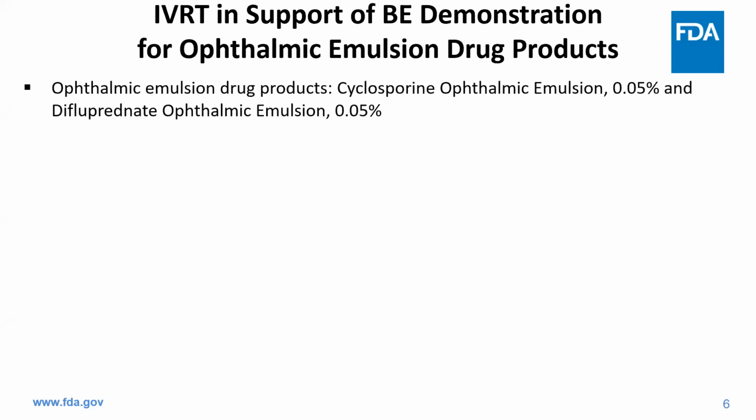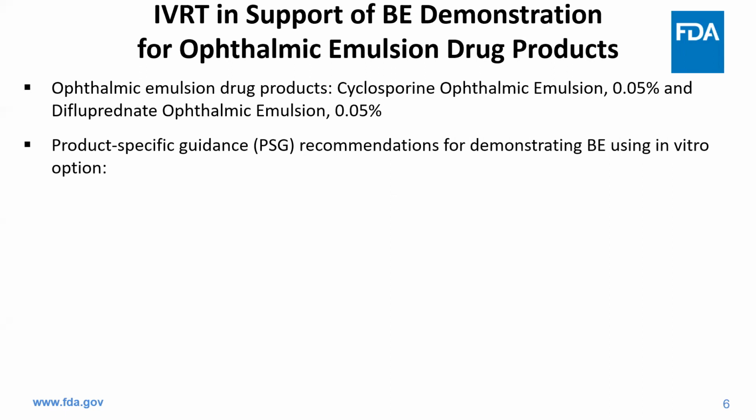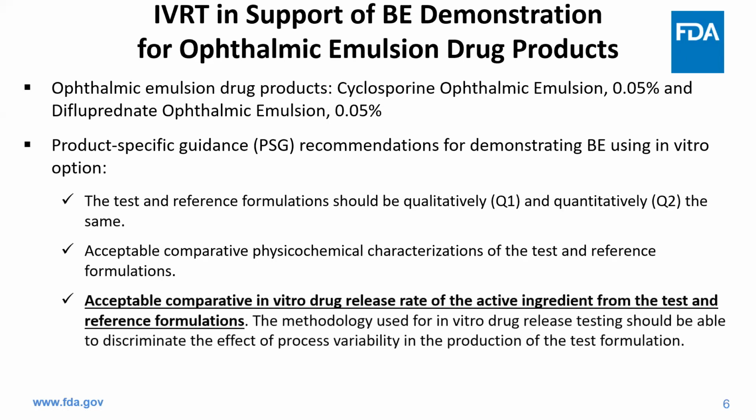Examples of the oil and water ophthalmic emulsion products are cyclosporine ophthalmic emulsion and difluprednate ophthalmic emulsion. These two have product-specific guidance, bioequivalence recommendations for these two products. They recommend that, among other things, an acceptable comparative in vitro IVRT study of the active ingredients from the test and reference formulation be conducted. And the methodology used for the in vitro drug release testing should be able to discriminate the effect of process variability in the production of test formulations.